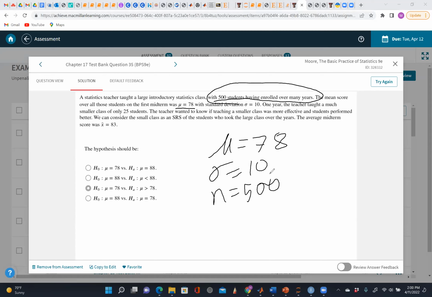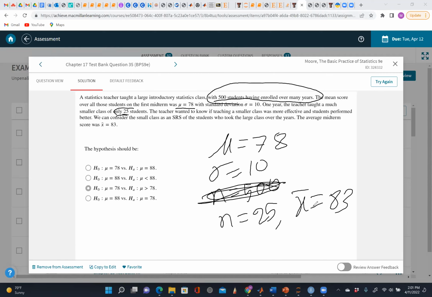One year, the teacher taught a much smaller class of only 25 students. So the sample size in that year was 25. The teacher wanted to know if teaching a smaller class was more effective and students performed better. We can consider a small class as an SRS of the students who took the large class over the years. So that means we'll consider this one as a sample. So n is equal to 25, and the average midterm score x bar is equal to 83.